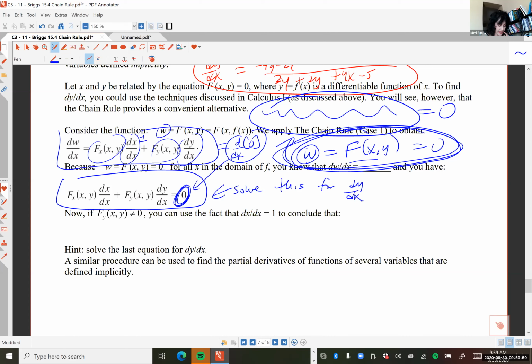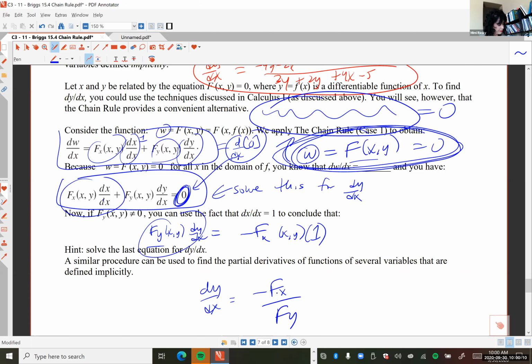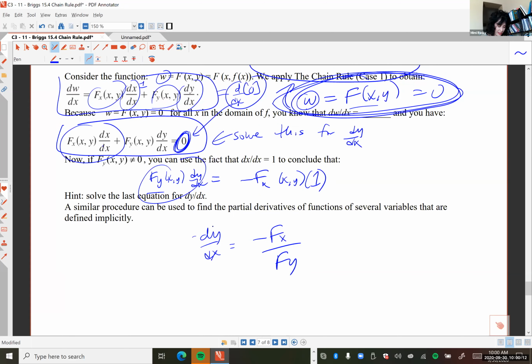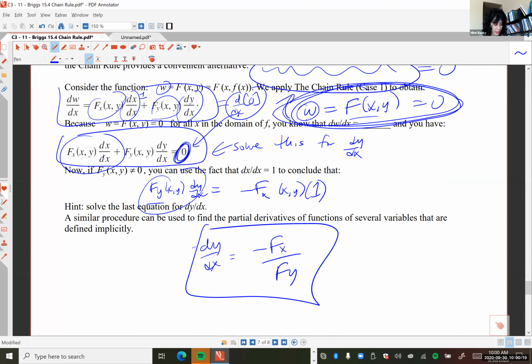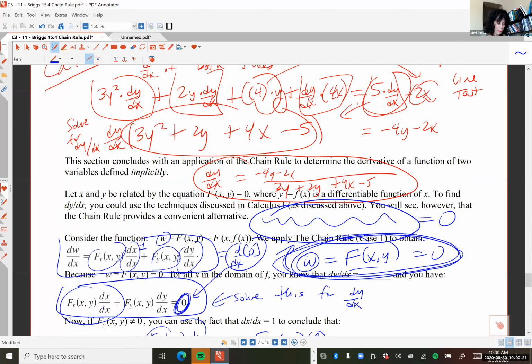And that's very easy because you'll just subtract this from both sides of the equation, so you'll still have the Fy times dy/dx is equal to negative Fx. And then dx/dx is just 1. And then divide both sides by big Fy, and you have this formula. And this is the formula that you can use to get your dy/dx.